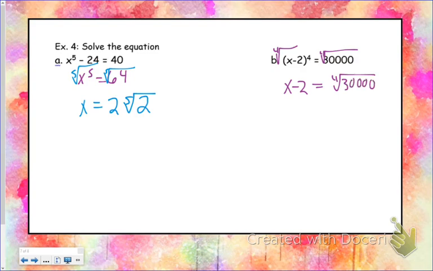So again, I think about what number to the fourth I could factor out. 10,000 would be 10 to the fourth because there's 4 zeros. So 10 could come out and I'd be left with 3. And then all I would do is add 2. And then this should be plus or minus, remember, because we took an even root. Okay, so because we took an even root, it is plus or minus. Even roots are plus or minus, and you can't take an even root of a negative. You can take an odd root of a negative.